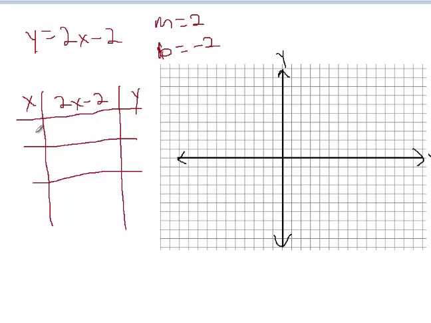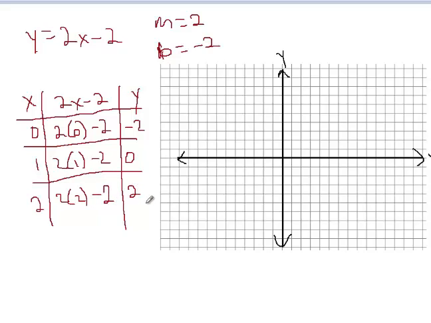Pick any three random values for x. It makes no difference what you pick. I'm going to pick 0, 1, 2, and figure out, based on this x value, what y is going to be. Substitute this number for whatever x is. In this case, it's 2 times 0 minus 2, which is negative 2. If we substitute 1 for the x, we've got 2 minus 2, which is 0. If we substitute 2 for the x, we've got 2 times 2, which is 4, minus 2, which is 2. Now we've got 3 points.